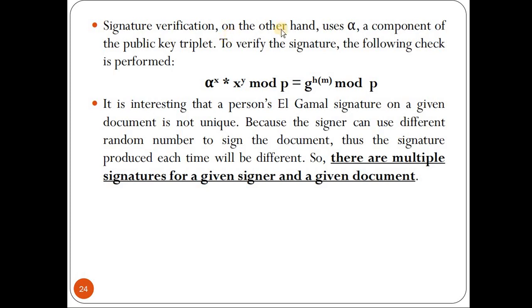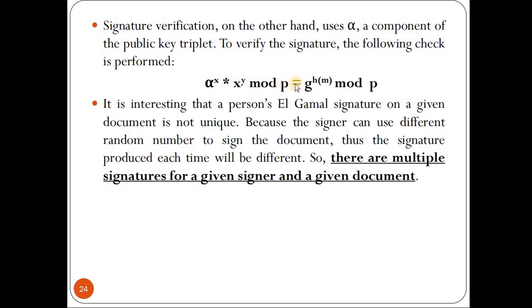The signature verification, on the other hand, uses alpha, a component of the public key triplet. To verify the signature, the following check is performed: alpha to the power x, into x to the power y, mod p is computed. Alpha is the public key of A. You can see it is a part of the public key of A. The public key comprises p, g and alpha. As we say it is a public key, it is known to the public. So alpha is known to the receiver also in order to verify the signature. He will take that value to the power x, where x and y are received as the signature for the document. He will take it to the power x into x to the power y mod p.